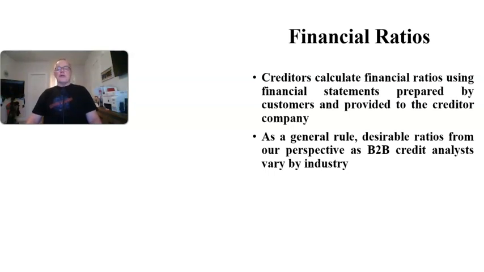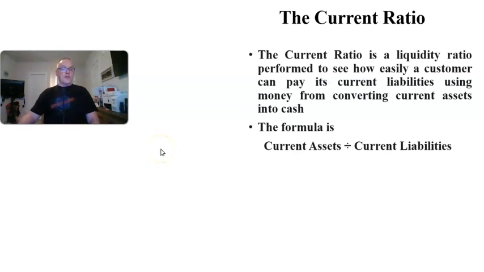We, credit pros, calculate financial ratios using financial statements provided by customers to us. As a general rule, desirable ratios don't seem to follow any simple pattern. From our perspective as creditors, they tend to vary by industry. There are 4 different classes or types of financial ratios that credit professionals use. Those types are ratios evaluating leverage, liquidity, profitability, and efficiency. I'm going to provide an illustration of one from each group.